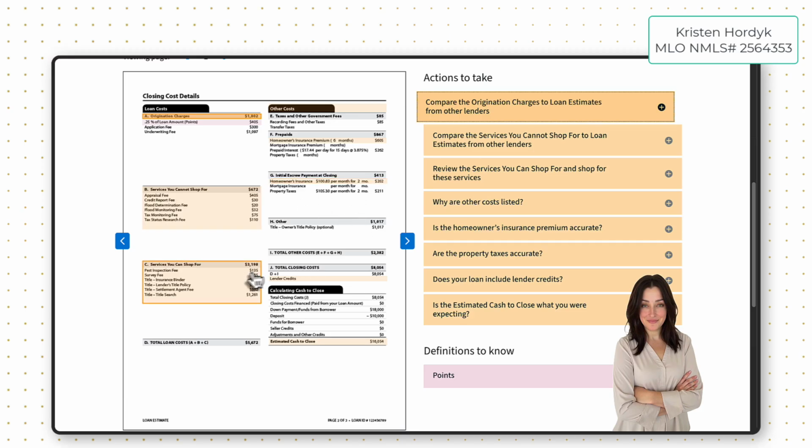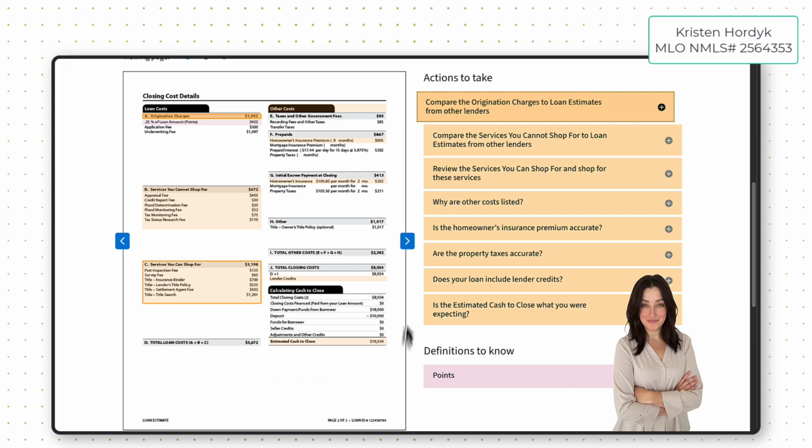Coming down to J, total closing costs, you're going to see lender credits here. You're not going to get points and lender credits at the same time. And I have a video explaining the difference between the two and why you might see points or why you might see lender credits. Calculating cash to close.